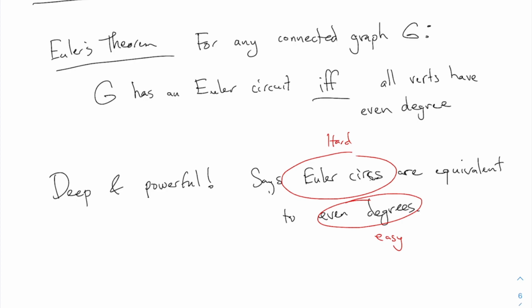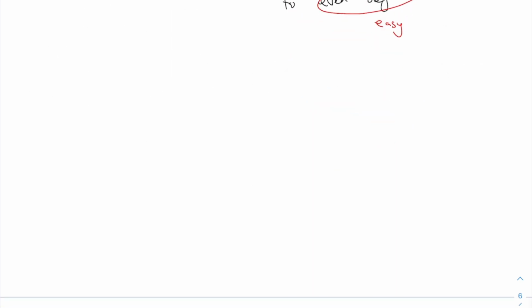All right, so now that you know this fact about Euler circuits, when I show you a graph, you can immediately tell if there's an Euler circuit or not. So let's just look at a bunch of examples here. How about this graph?